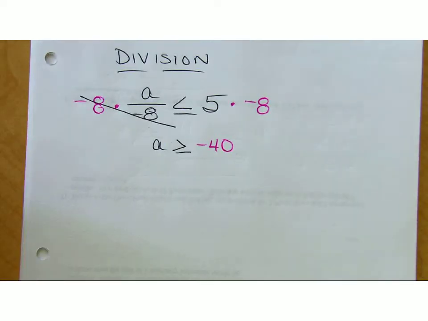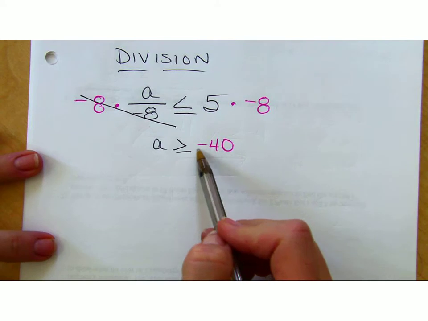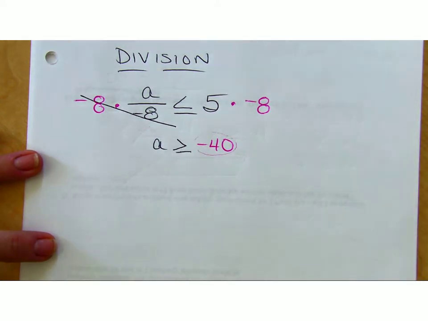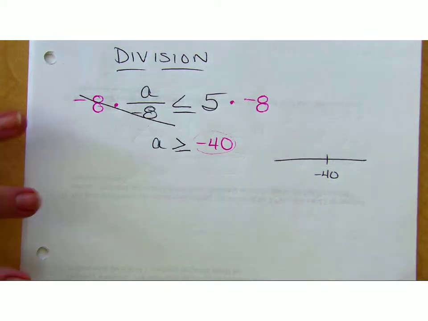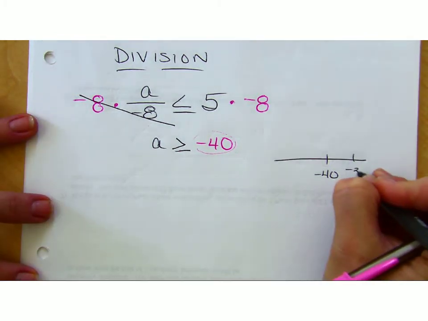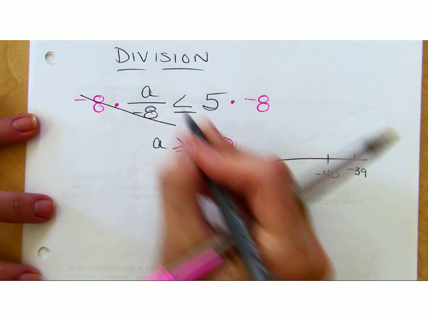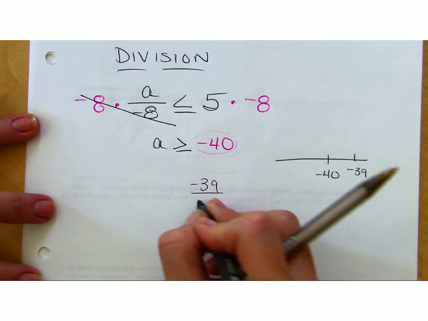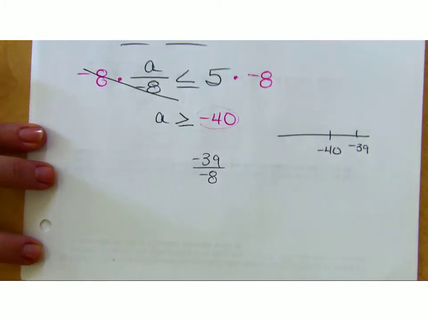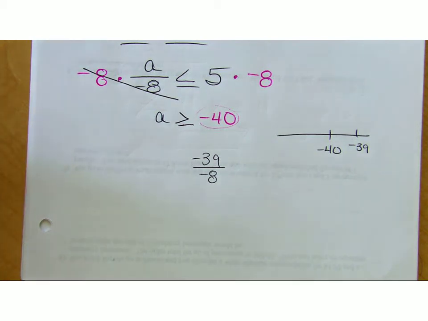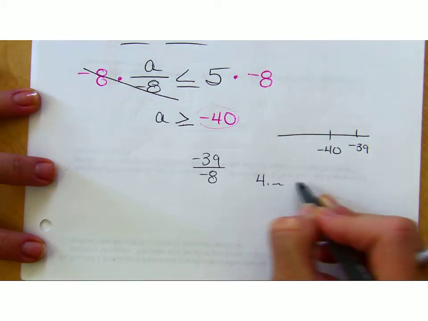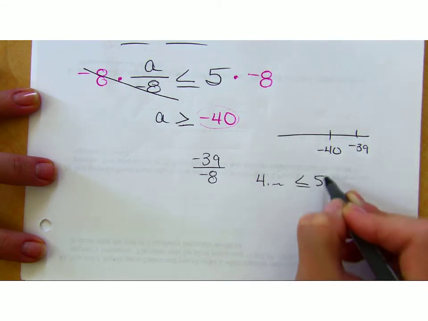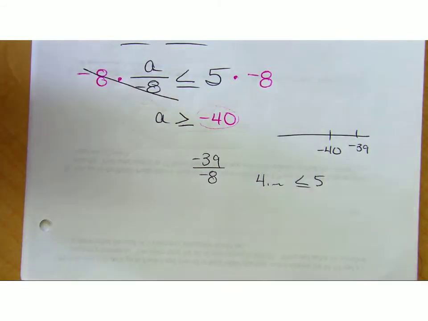Okay? Which means if I think of a number greater than or equal to -40, so like -39, it's going to be ugly, but I'm going to put -39 right there. I'm going to divide it by -8. I'm going to get 4 point something, positive 4 point something. Is positive 4 point something less than or equal to 5? Sure is. It checks. Okay?